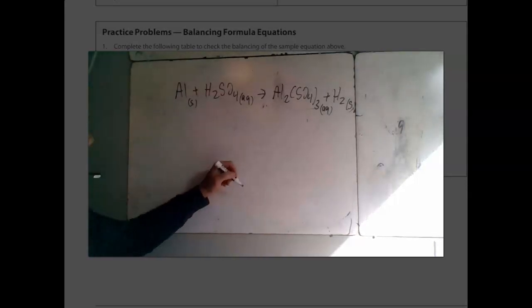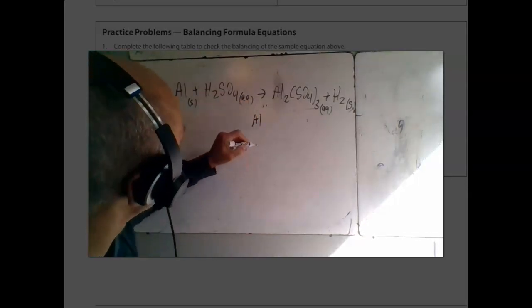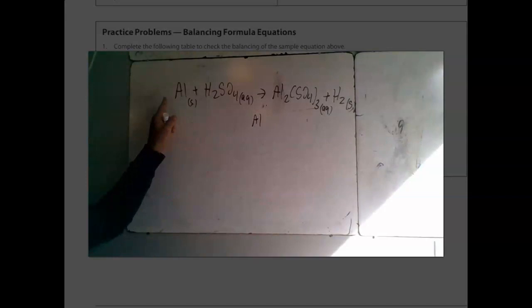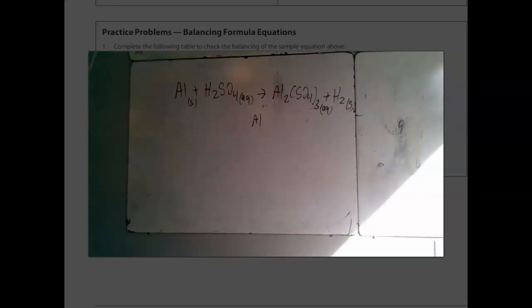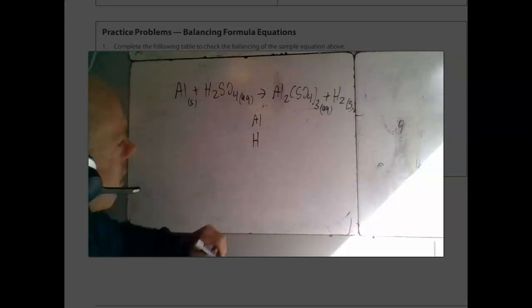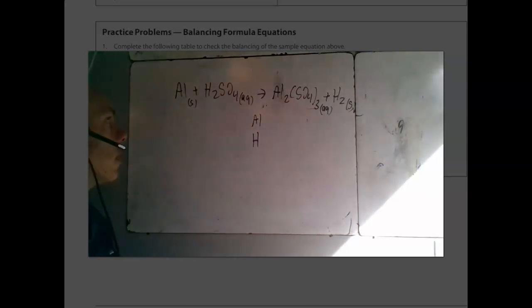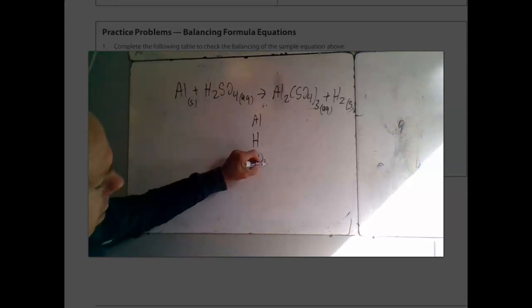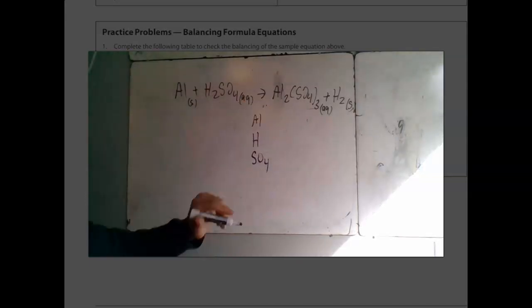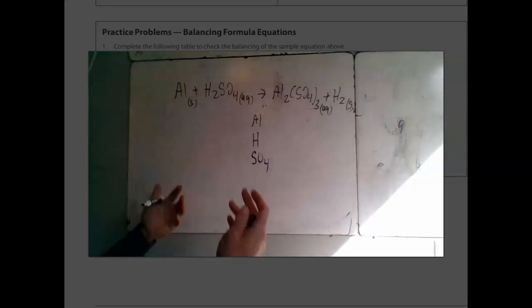I'm going to do this little charting method here, which helps keep track of the types of atoms. I've written aluminum down underneath the arrow because aluminum is present on both sides. I'm going to write hydrogen down because hydrogen is present on both sides. And then the polyatomic ion sulfate is also present on both sides. So instead of balancing S's and O's separately, I'm going to balance sulfate as its own entity. And that's one of those tips that you heard me talk about: if a polyatomic ion is present on both sides, balance it as if it's an element.